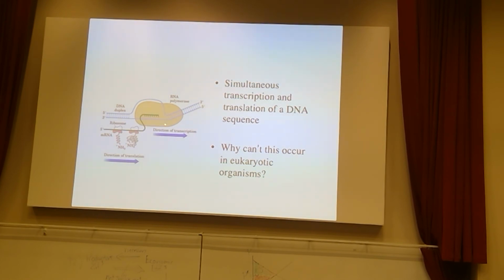This is simultaneous transcription and translation of a DNA sequence. Multiple ribosomes sitting on that mRNA as it's being generated from the DNA template. This we only see in prokaryotic systems. Why don't we see it in eukaryotic systems? Yeah. Eukaryotic mRNA has introns, need to get spliced out. Right. So the eukaryotic mRNA needs to be processed, and it's physically made in a different location from where the ribosomes are hanging out.